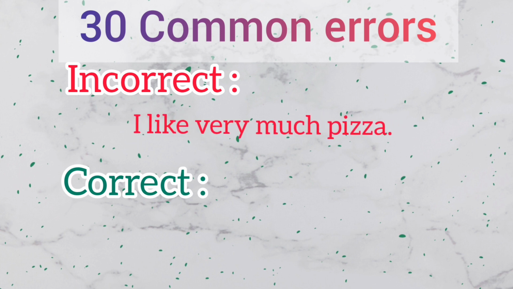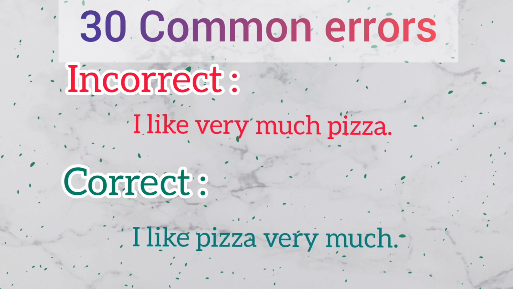Next one is "I like very much pizza." The correct sentence is "I like pizza very much." We don't normally put "very much" between a verb like "like" and its object, pizza. The correct sentence is "I like pizza very much."